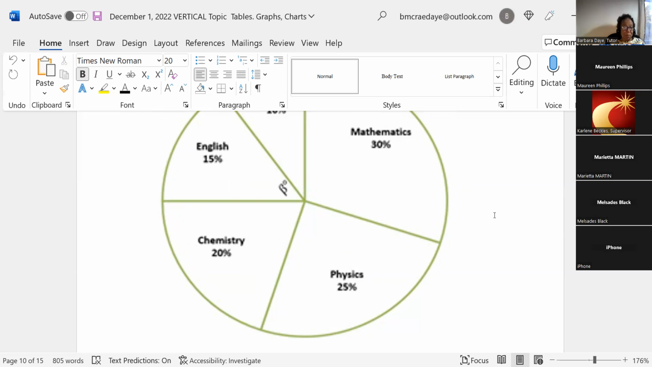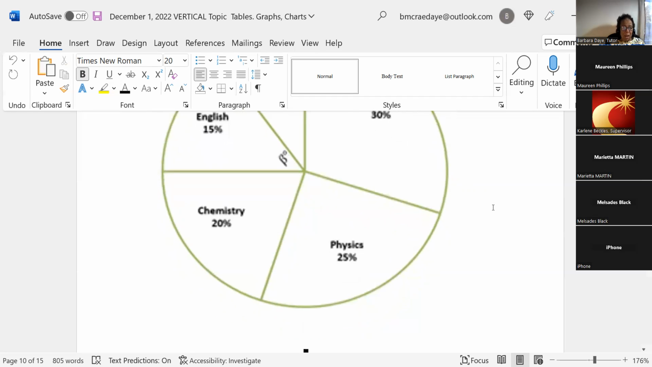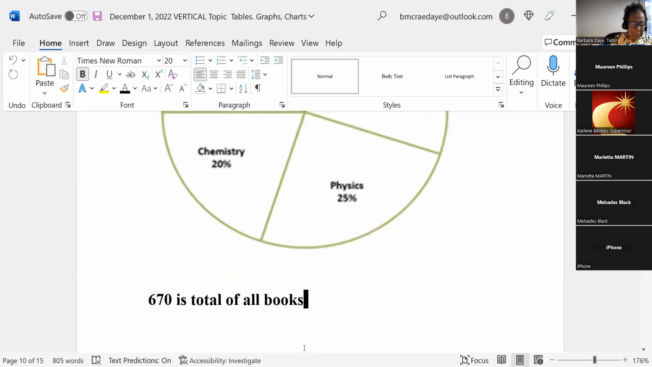What's the number, Maureen? We know 30 means percent. We know 30% is the percent from the pie chart. How would you find the number of math books? And I gave you the total books right there. So how would you find it? By dividing. Divide what? The 30% by the 670.